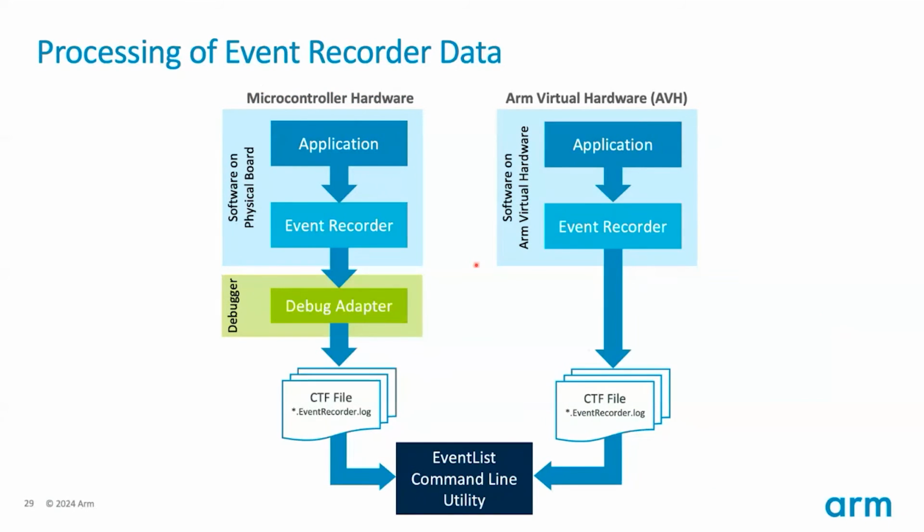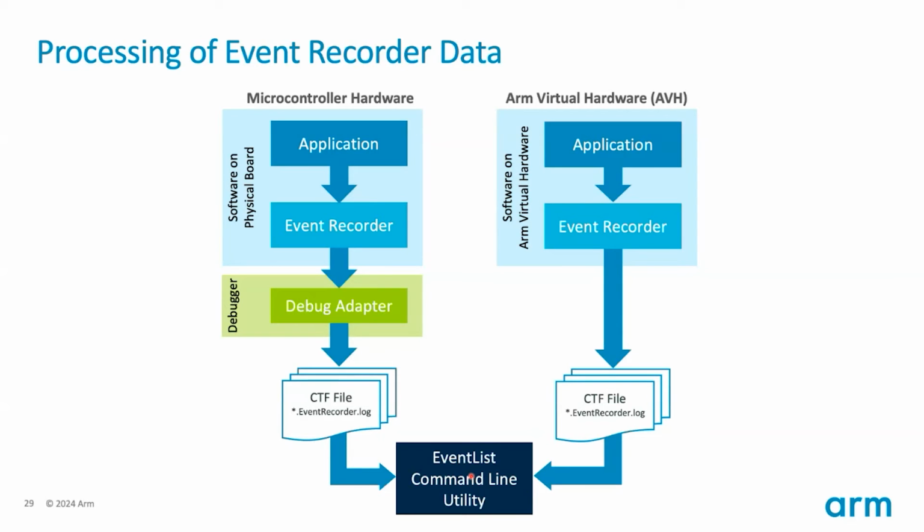And this is how we can process the data. So again, you can also run comparisons between microcontroller hardware and ARM virtual hardware. So you're using the event recorder. In case of ARM virtual hardware, you can directly write a so-called CTF file. It's common trace format. And if you're using real hardware, you need, of course, a debug adapter with the debugger to write the CTF file.